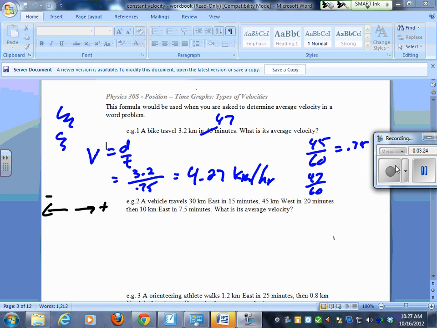Now there are 2 ways to look at this, right? Could I just go 30 kilometers divided by 15, and then 45 divided by 20, and then 10 divided by 7.5, figure out the 3 velocities, and then add them up and divide by 3? Could I do that? I guess so. I could, but then I would be doing it wrong. Oh. Awesome. Why is that wrong? Not all in the same direction. No, I don't think that would cause that to be wrong.